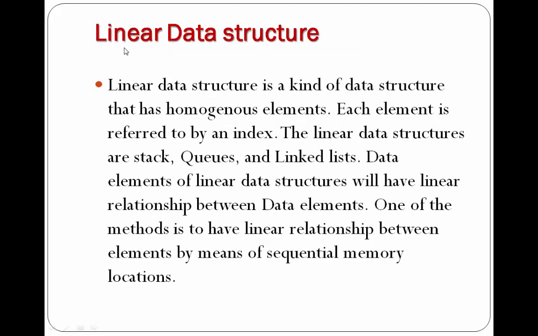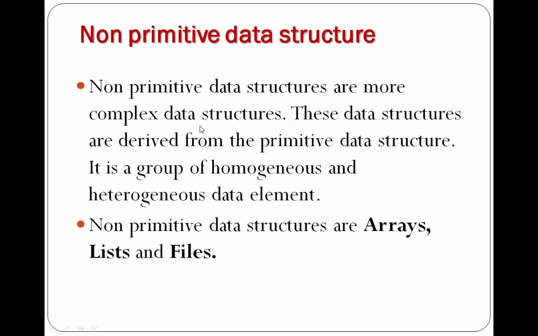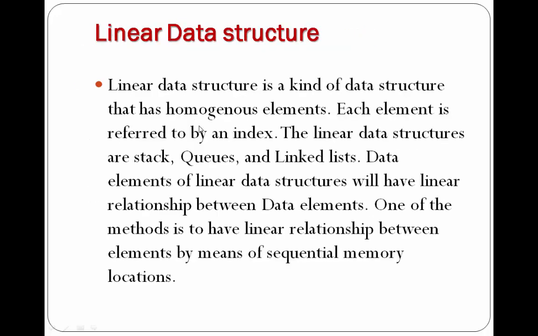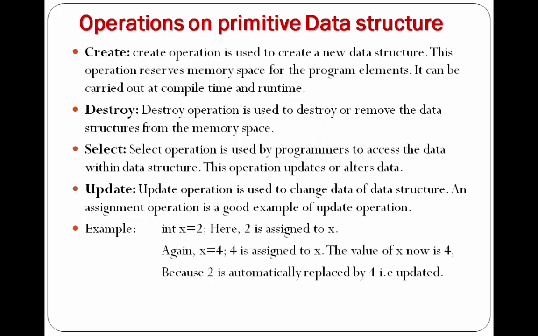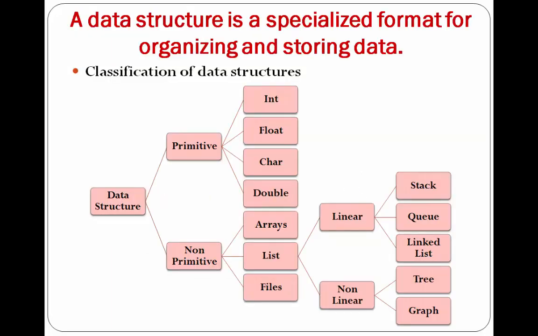Now we need to discuss again. Non-primitive data structures are categorized into a few categories: array, list, and files. Once again I'm going to show the list. Non-primitive data structures are classified into three different types: array, list, files. Again, lists are classified into two different types: linear data structure and non-linear data structure.